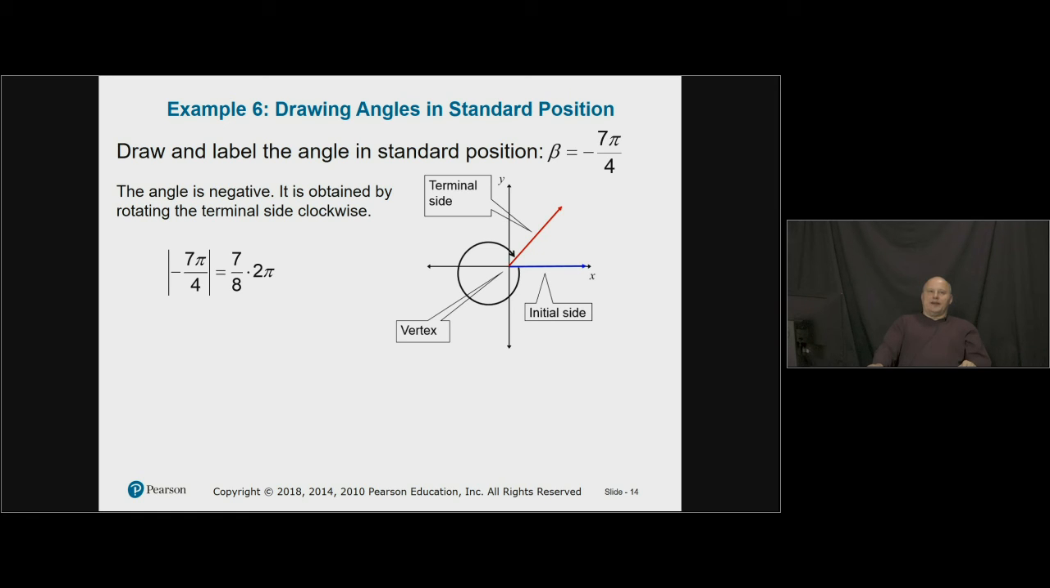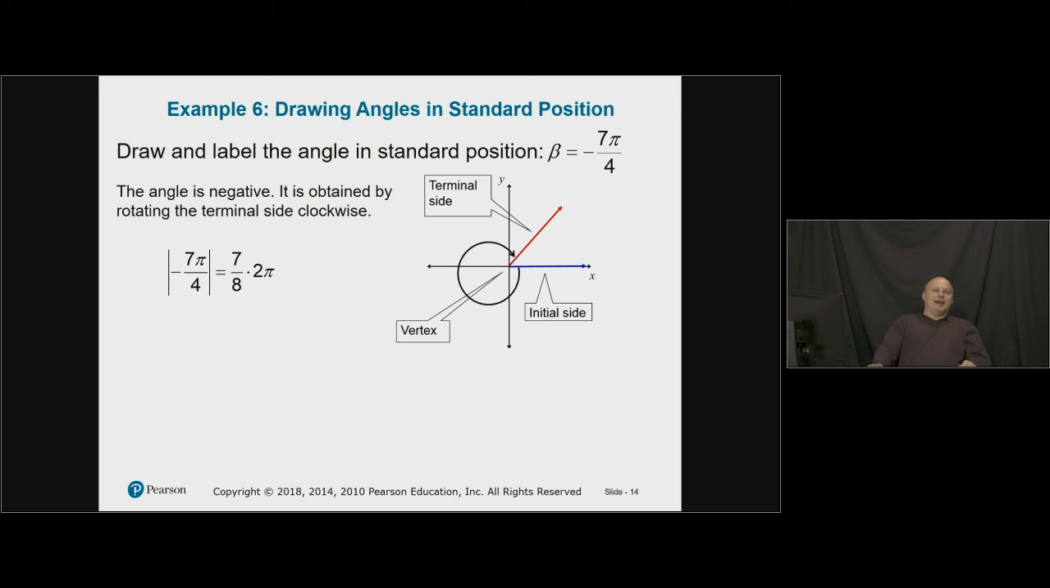1/8 and 2/8 will cover the full fourth quadrant, and then 3/8 and 4/8 will cover the third quadrant. So you're halfway there. 5/8 and 6/8 will cover the second quadrant. So if you go from the initial side all the way to the positive y-axis, you have gone 6/8. Then you need to go 1 more eighth, and that lands it right on that red terminal side. So that is negative 7 pi over 4.